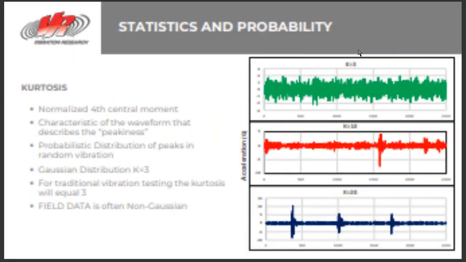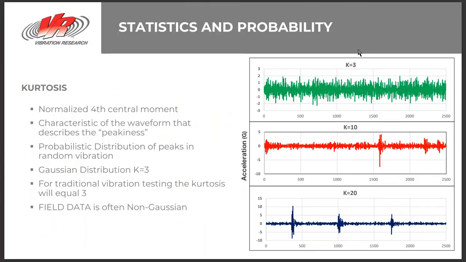And the 4th is, you guessed it, kurtosis. This is the 4th statistical moment that describes the peakiness of the data, or the probability of a peak occurring in a set of data.